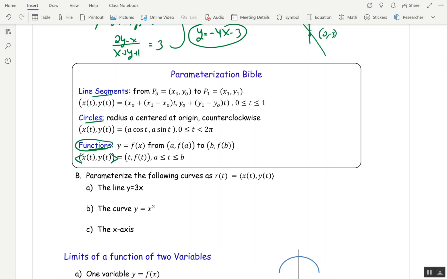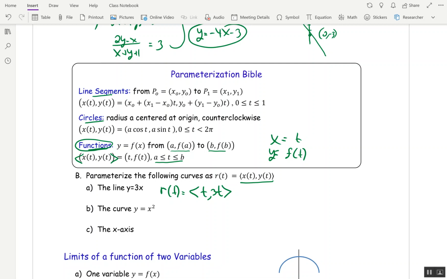Some people write 2 separate functions: x is t and y is f of t. I'm okay with any of those. But for this one, I'm going to use pointy brackets because that's what I said to do here. So r of t, for functions it says let x be t and let y be f of t. So f of t is 3t. If I only wanted to go from one point to another, I would put limits on t, letting t go from a to b. But I want the whole line, so I'm just going to leave it like that.